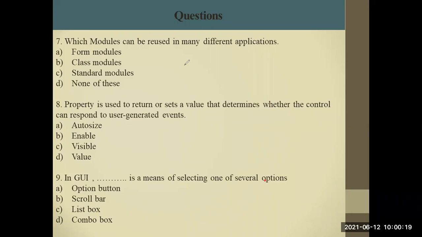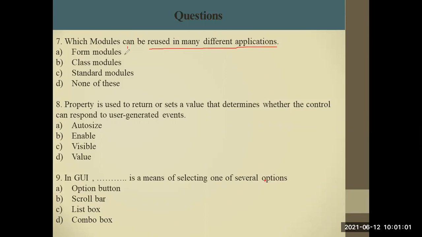One of the modules is called the form module, where we are working with a single module. Then the standard module is a combination of one or more single modules. Then class modules are used for objects and classes. Now the question is asking which of these, form module, class module or standard module, can be used in many different applications. So what is the correct answer?